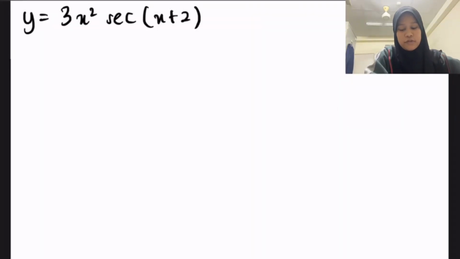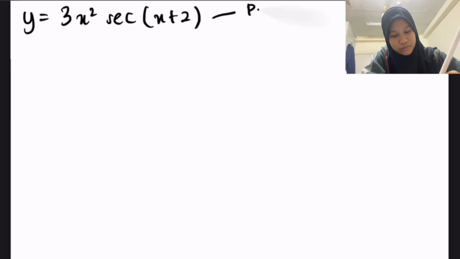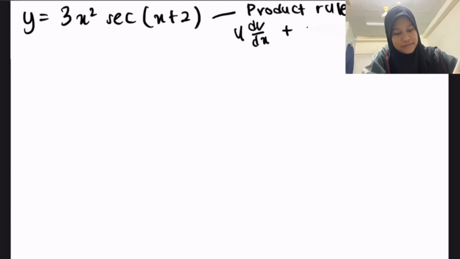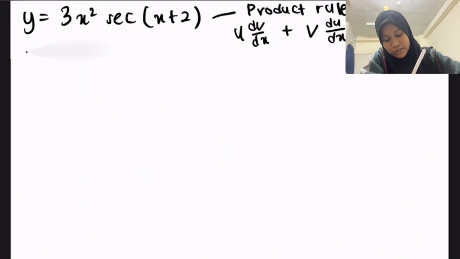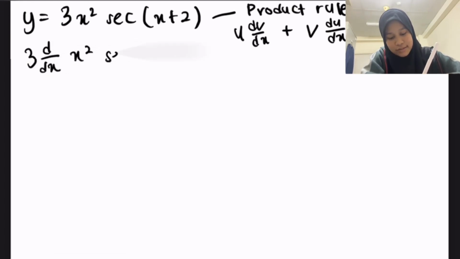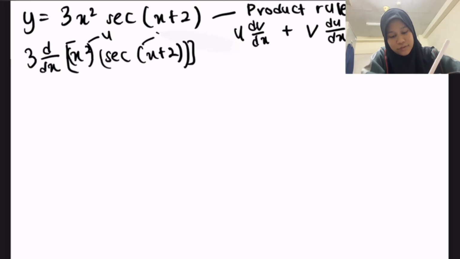So I'm going to solve number 2a, which is y equals 3x squared sec x plus 2. From this equation, we can already see that this will be solved by the product rule, which is u dv over dx plus v du over dx. For the first step, we can extract the 3, so that will be 3 d/dx of x squared sec(x plus 2). So this will be u, and this will be v.